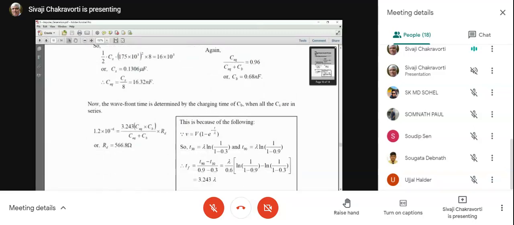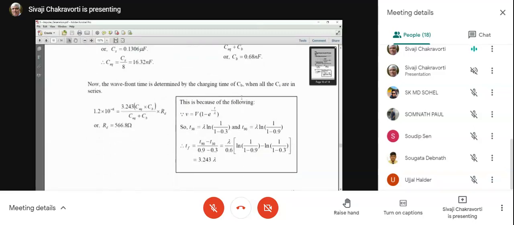When this happens, that C equivalent, this capacitor charges CB over a resistance R, then we can say this is the equation of the charging voltage. That means V, which is the voltage across CB, will be V, which is the DC voltage appearing across CS, times 1 minus e to the power minus T by lambda, where lambda is the time constant. Now, how do we find it? We have to get the required wave front time. So, as I have already told, wave front time is calculated from T90 and T30.